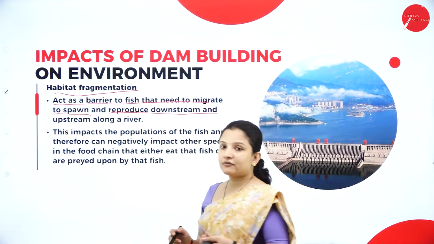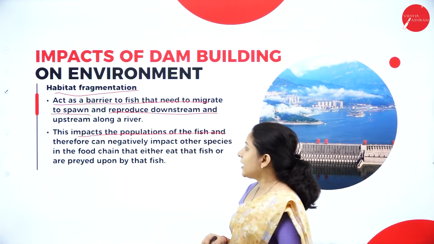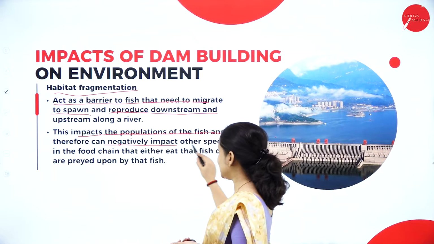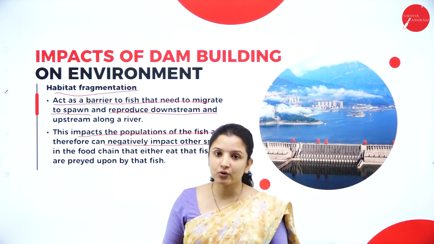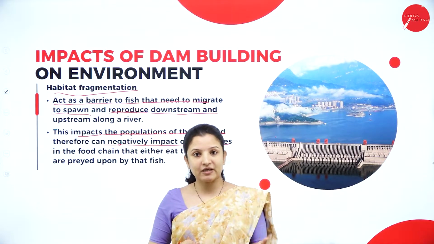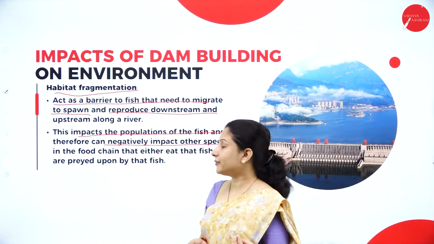So this habitat fragmentation will impact the population of the fish, and therefore it can negatively impact other species, because fishes also play a major role in the food chain. You all have learnt about food chain and food web in the previous sessions, right? In the previous chapters that we had learnt about it.